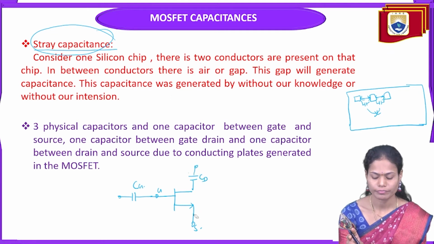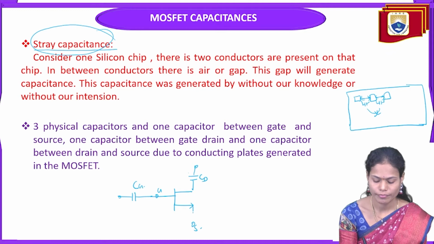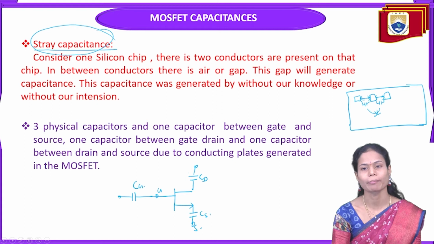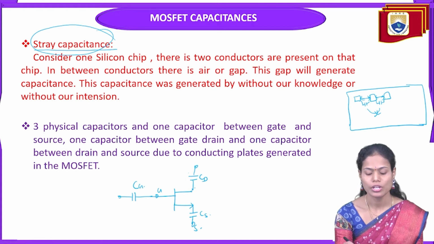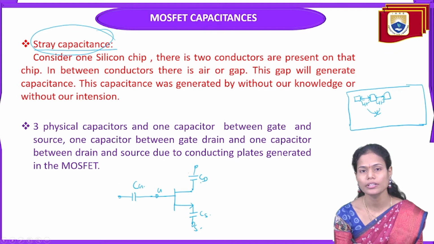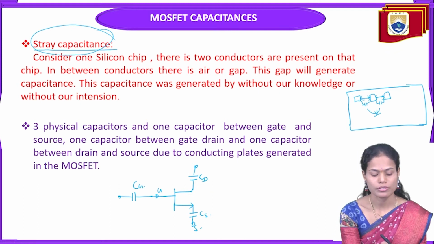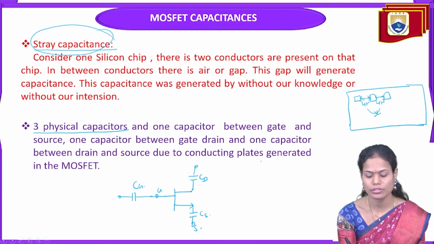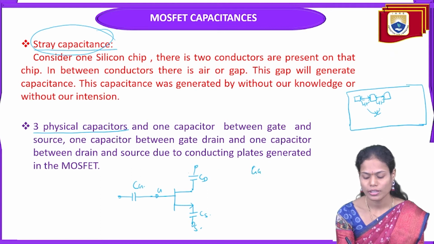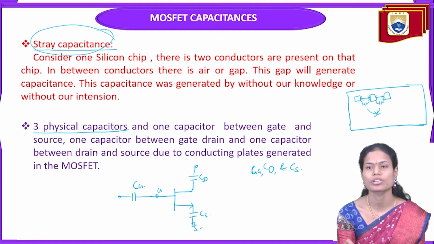And across the source terminal also, we will be having one more capacitance, that is the source capacitance. So these 3 are the physical capacitors which are present at the terminals of the MOSFET. Okay, 3 physical capacitors: the gate capacitance, drain capacitance, as well as the source capacitance.